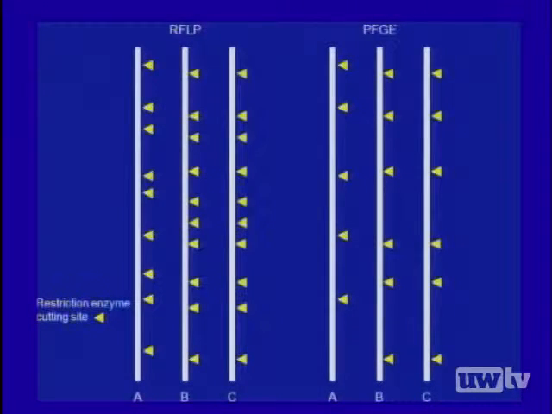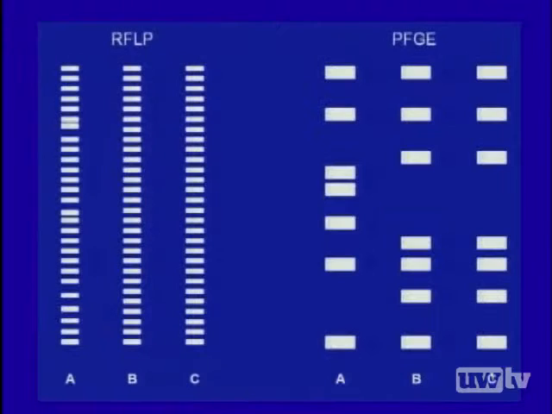So here's a schematic. On the left is the example of an RFLP. On the right is a pulse field gel electrophoresis. The golden triangles are restriction enzyme cutting sites. As I mentioned, you will find a lot more cutting sites when you're using a 4-base motif cutting enzyme than you would in a PFGE where you're using a 6 or 8 base motif. Okay, so I've demonstrated there are a lot more cut sites in the RFLP. And so this is the resulting band pattern.